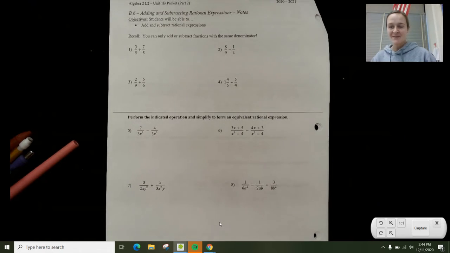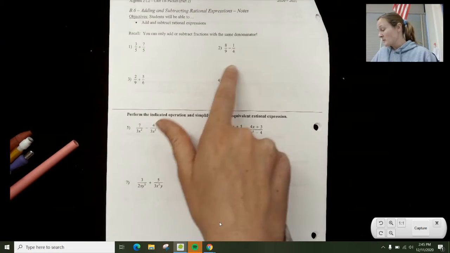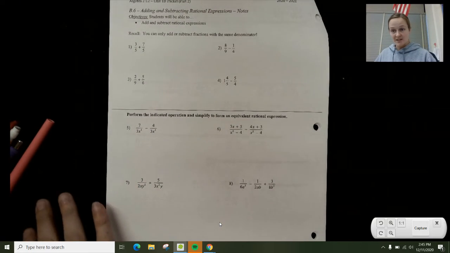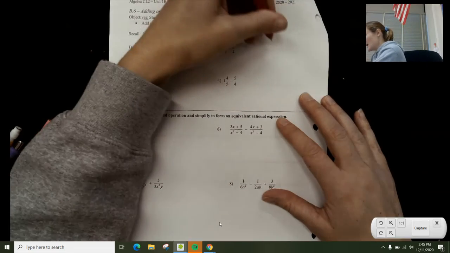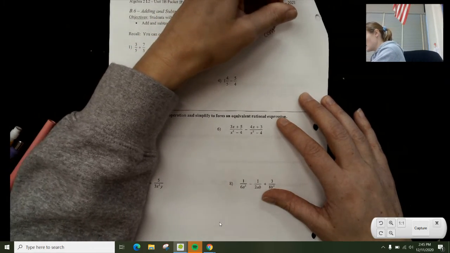Hi everyone, in this video we are going to be adding and subtracting rational expressions. I'm currently looking at page 8 in my 1B part 2 packet, and I'm going to start the same way we started with multiplication and division, and that's recalling the rules behind how to do this with just normal fractions. So at the top of the paper you see a couple of different problems with addition and subtraction, and the first thing you should be thinking of when you think of adding and subtracting is a common denominator.